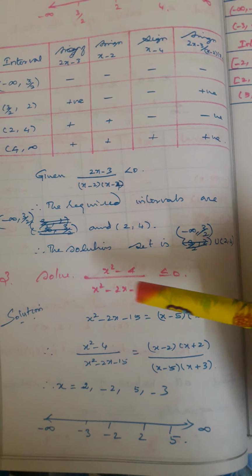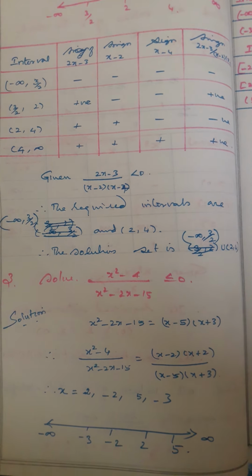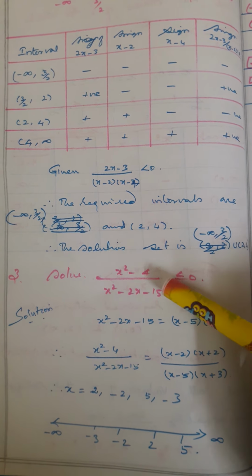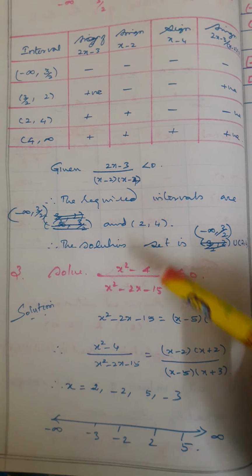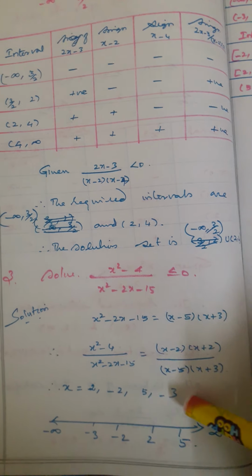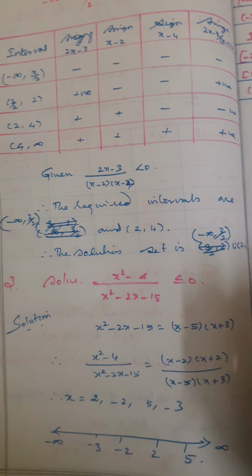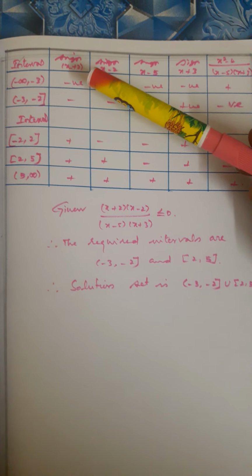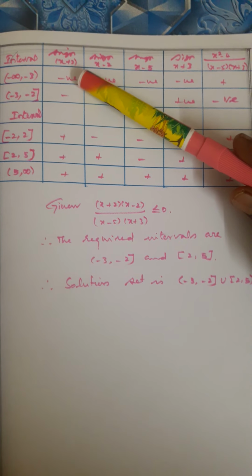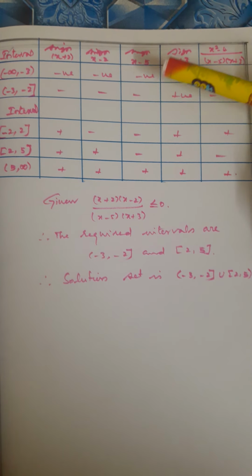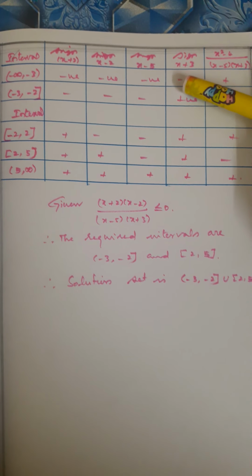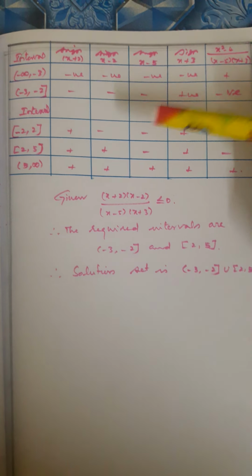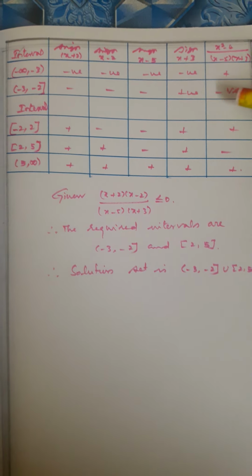And the third one, solve (x square minus 4) by (x square minus 25) minus 15 is less than or equal to 0. So any function with the quadratic equation you can factorize like this. Then you select your x values and you have the intervals on the number line. So the signs are given by minus infinity, minus 3. Your numerator will be negative, negative. Denominator will be again negative, negative. So the fraction becomes positive. Then automatically the second one is negative.